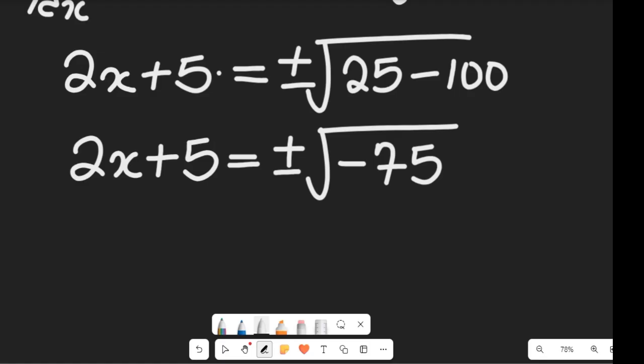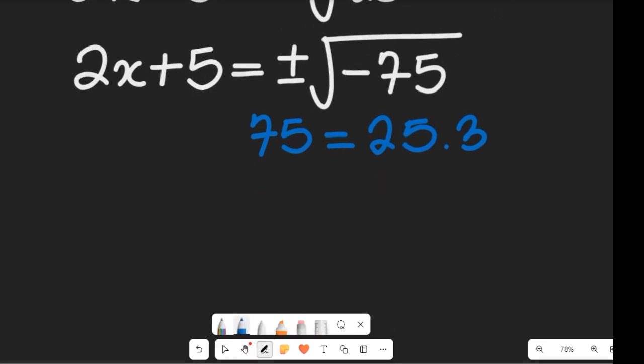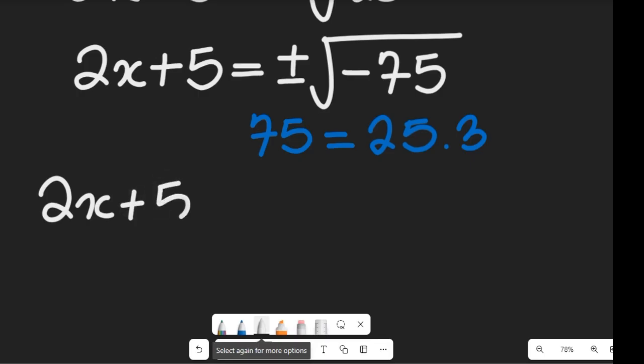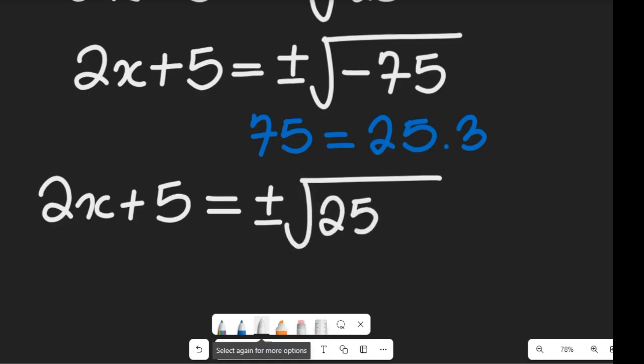Good. So how do we simplify? 75 should be equal to 25 times 3, right? If we multiply 25 times 3, we're going to get 75. So what we're going to do is to simplify that. So we're going to have 2x plus 5 equal to plus or minus the square root of 25 multiplied by 3, and that's going to be multiplied by negative 1, right?